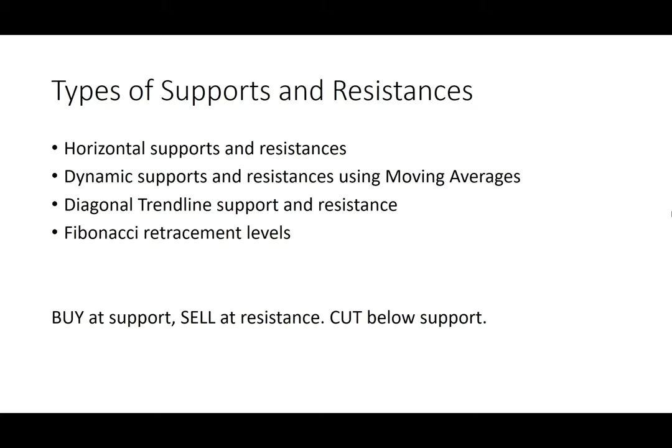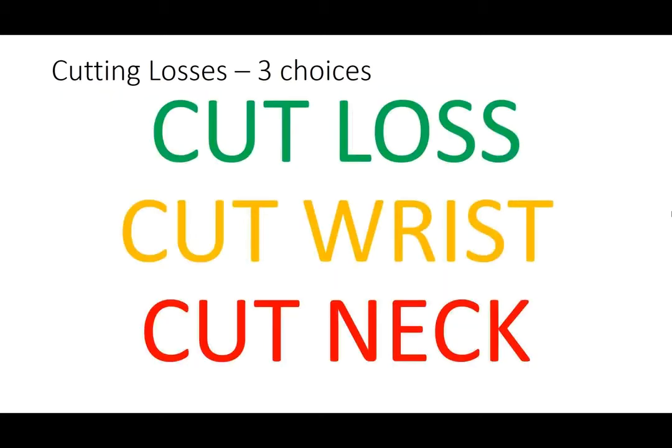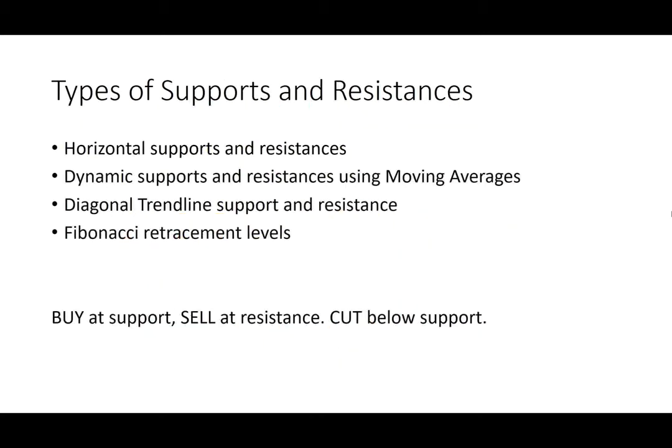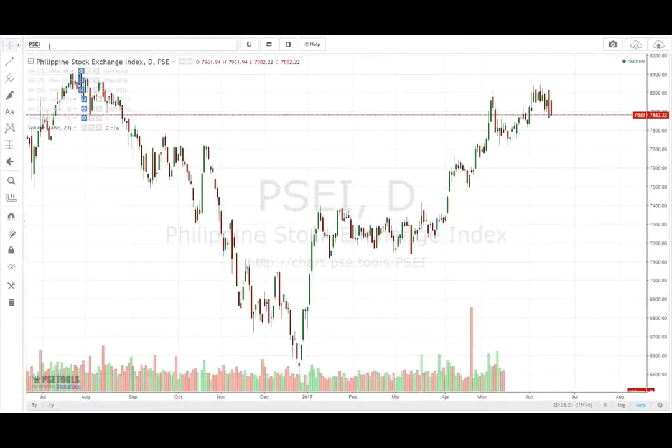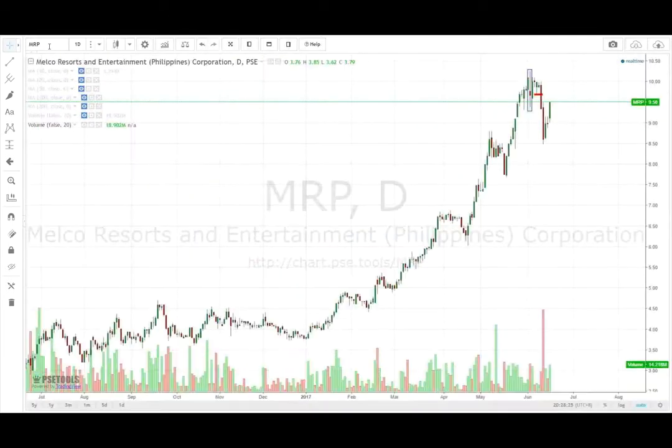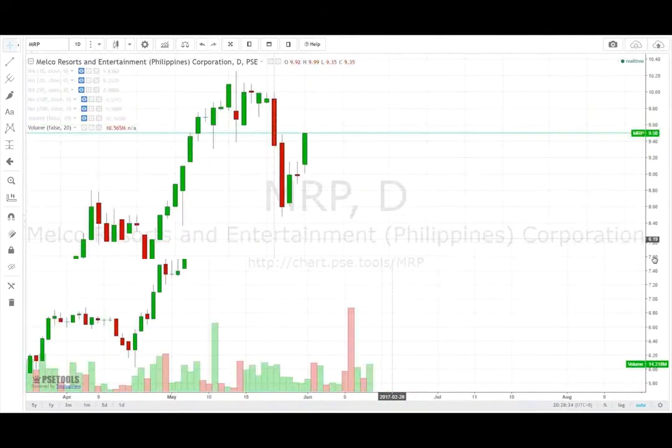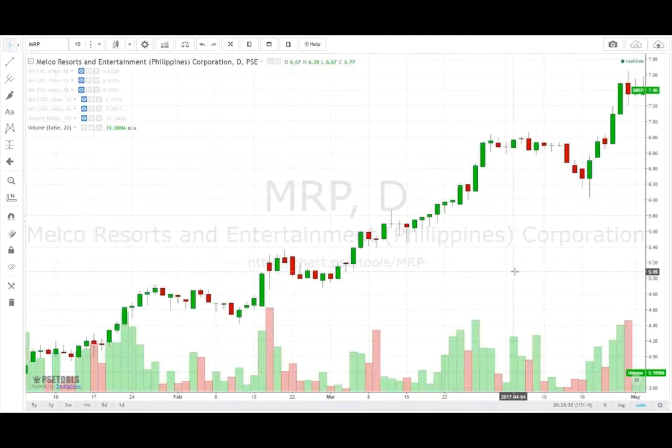So buy at support, sell at resistance, cut below support. Okay, so let's see. This one, just because MRP has already been discussed. Again, I don't like hyping stocks. I'm not a guru, I'm not a premium contributor. In fact, I'm not good. I will tell you, I'm not good.